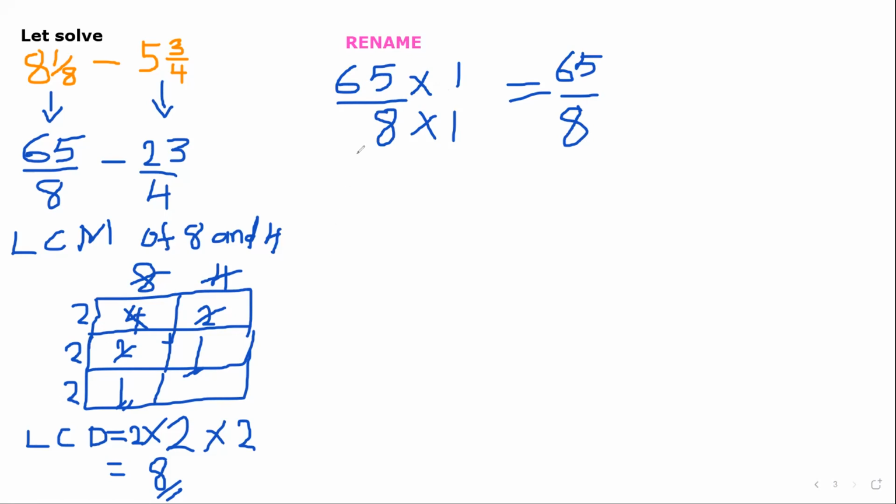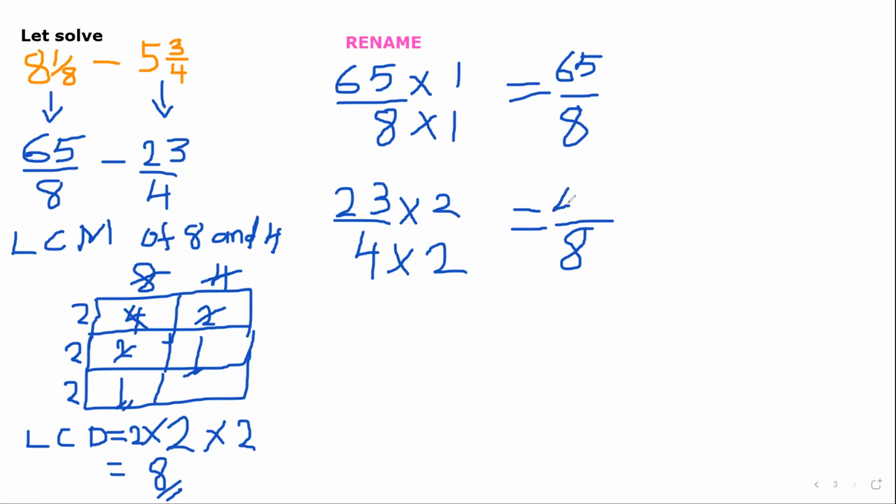over 8. Then you take the other fraction, which is 23 over 4. You leave a space. You want the denominator to be 8, okay? So the 4 times what gave us this 8? 4 times 2 gave us this 8. Therefore, the same 2 must be used to multiply the numerator. So here will be what? 46. Okay. Good. 46 over 8. Now we are getting like fractions.